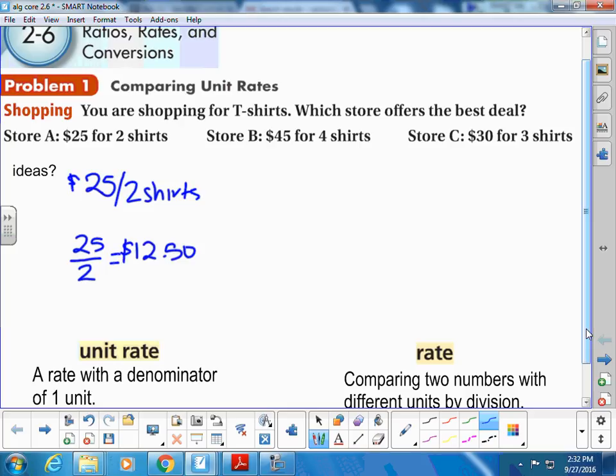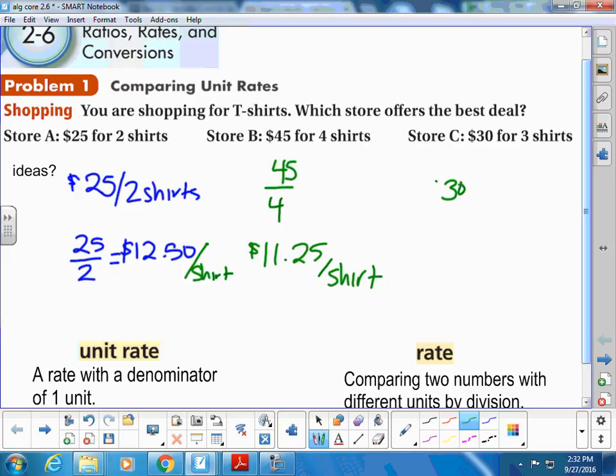In store B, it says $45 for 4 shirts. So again, we just divide 45 by 4, and the answer is $11.25 per shirt at store B. And lastly, store C, $30 for 3 shirts is $10 per shirt. So you can see that store C is the best deal.